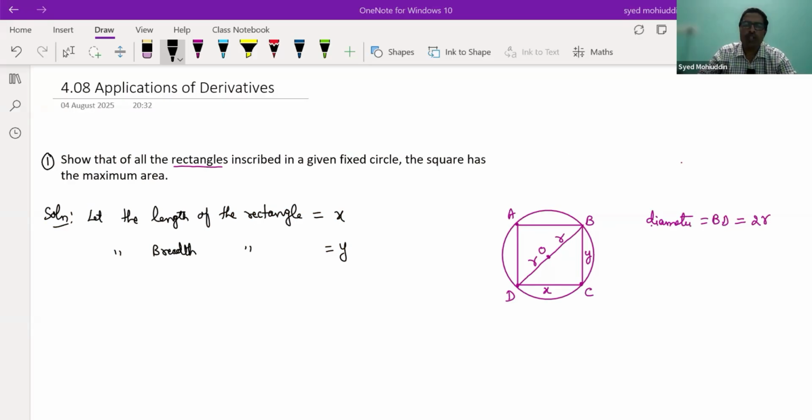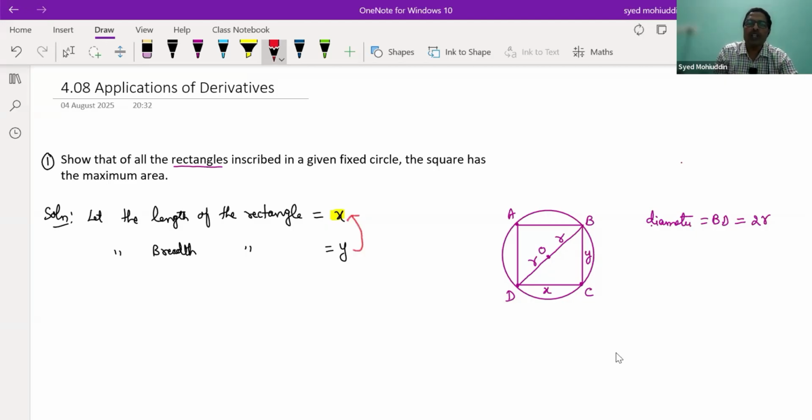I have to convert the two unknowns into only one unknown. So how to convert that into one unknown? I'll retain this value of X as it is and try to get the value of Y. How can I get the value of Y in terms of X? X and Y are present only over here. This DC is the length X and BC is the breadth Y. So I have to express it in terms of X and Y only.